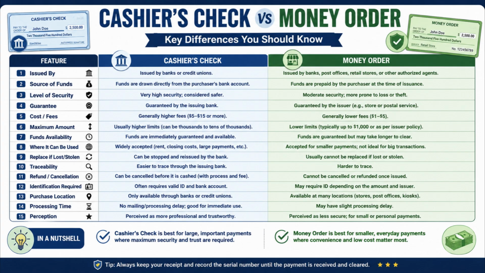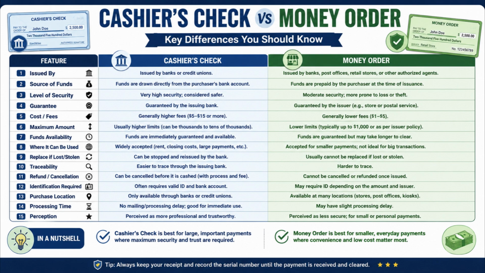Number 10. A cashier's check is easier to trace through the issuing bank, whereas a money order is generally harder to track. Number 11. A cashier's check can usually be canceled before it is cashed, whereas a money order often cannot be refunded after issuance.